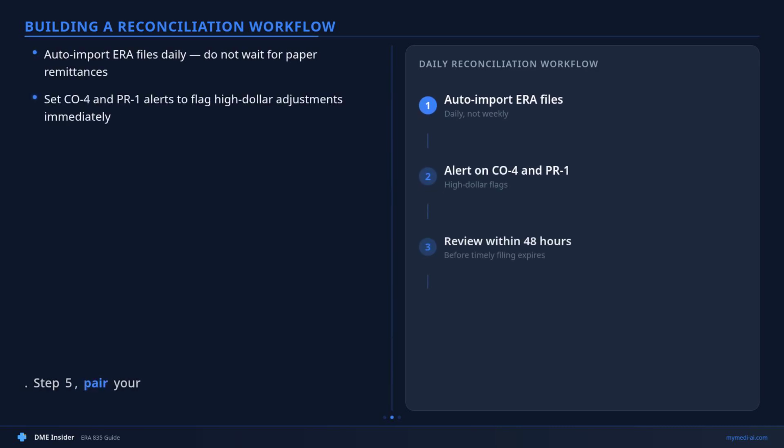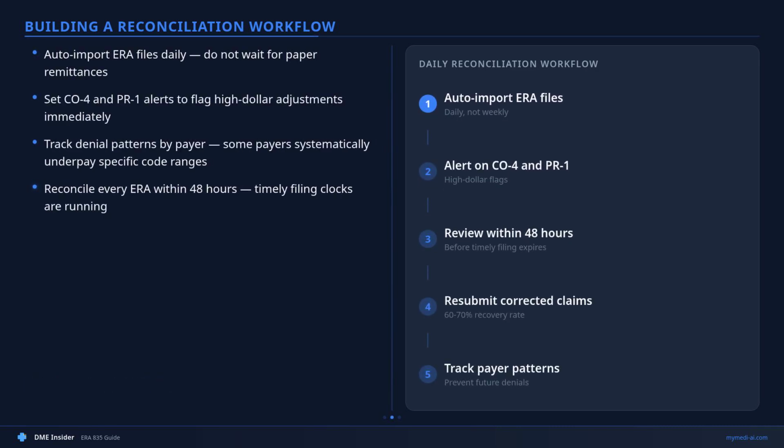Step 5. Pair your ERA with EFT, electronic funds transfer. When payment and remittance arrive electronically and simultaneously, reconciliation becomes a matching exercise rather than a detective exercise. The bottom line, if you're not systematically reviewing every ERA for underpayments, you're leaving recoverable revenue on the table. The process doesn't have to be complex. Import, alert, review, resubmit. 48 hours every time.